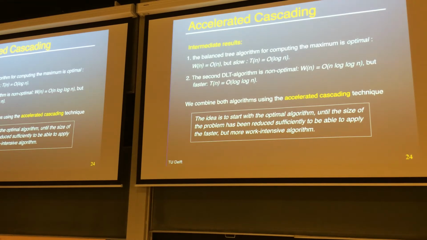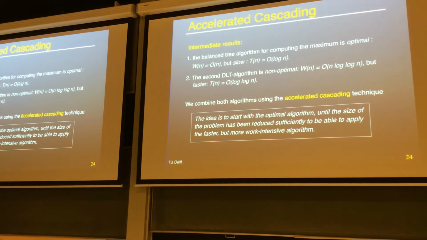So now the result is the following. We have the balanced tree method that we started with, and now we have improved our algorithm by applying this DLT technique, but we discovered that now our algorithm is non-optimal. We would like to preserve the advantages of both algorithms. So we would like to come up with a faster algorithm than the balanced tree algorithm, but we would like to preserve optimality, because here we are losing it.